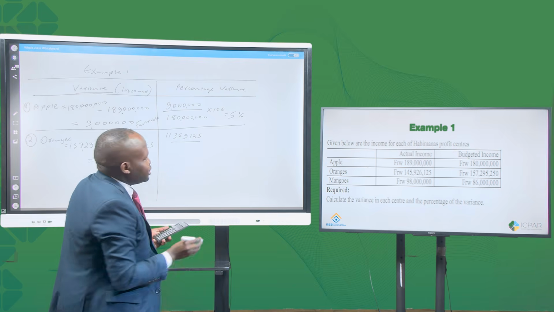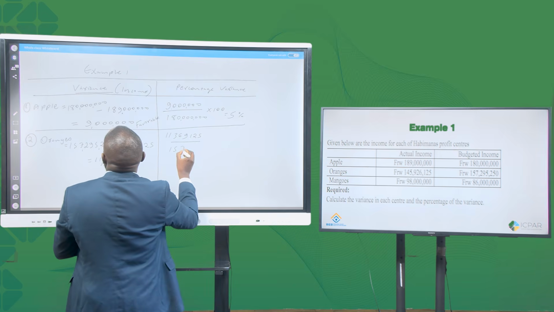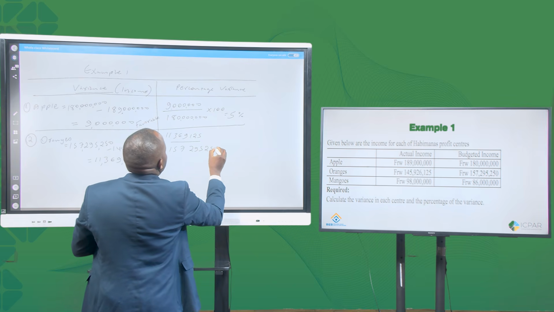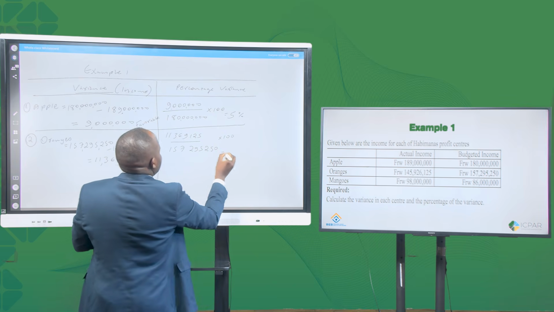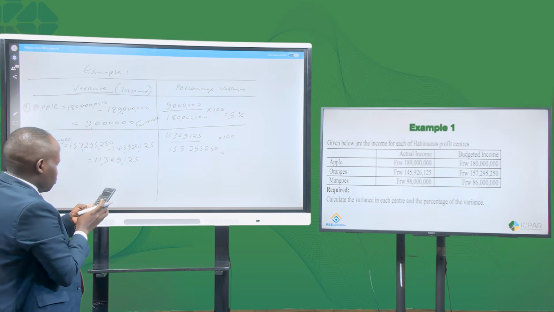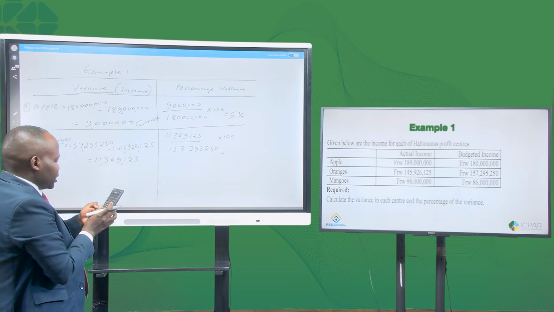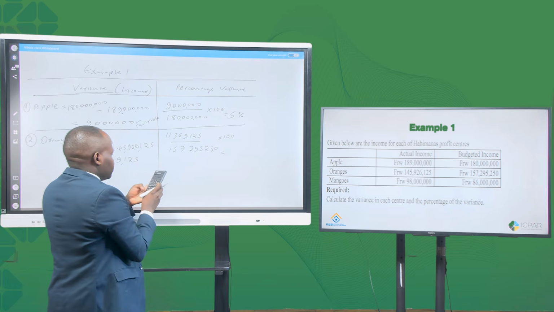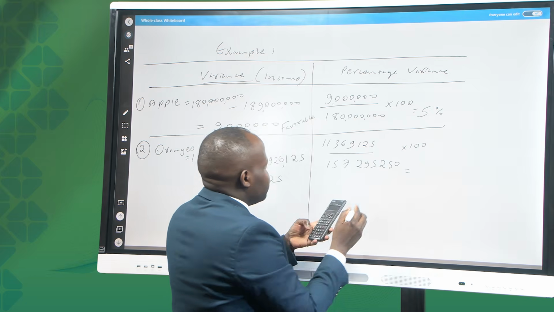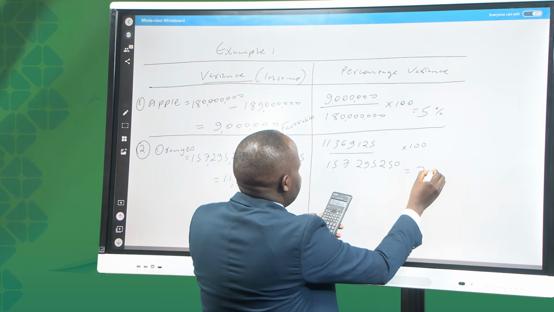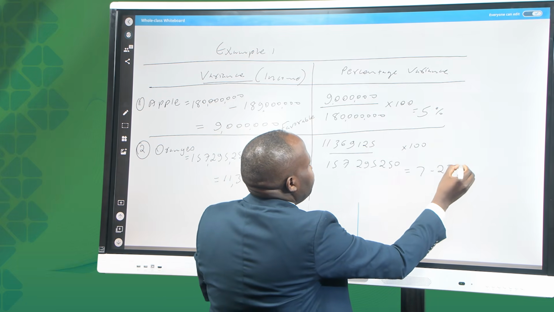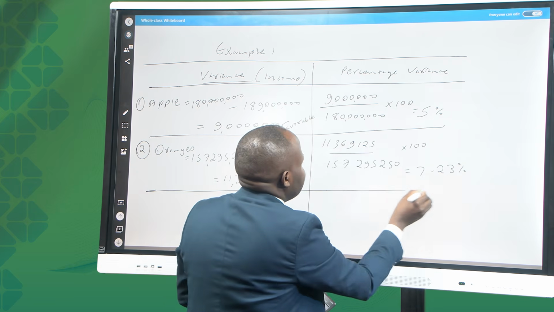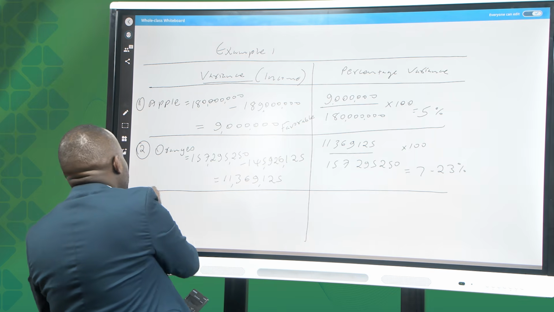11,369,125 over the budget, which was 157,295,250, times 100. So that gives us divide by 157,295,250, times 100. It gives us 7.23%.